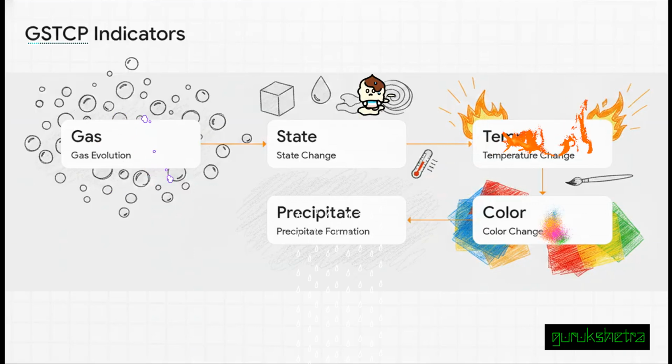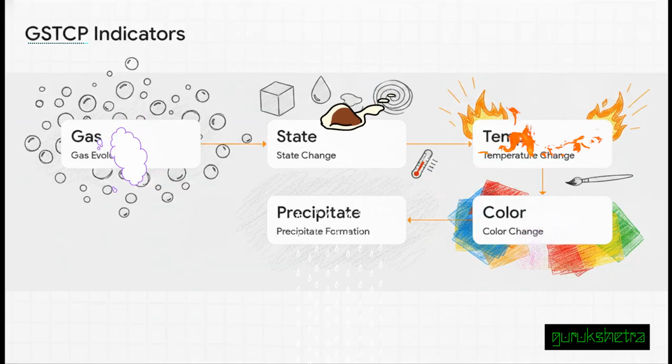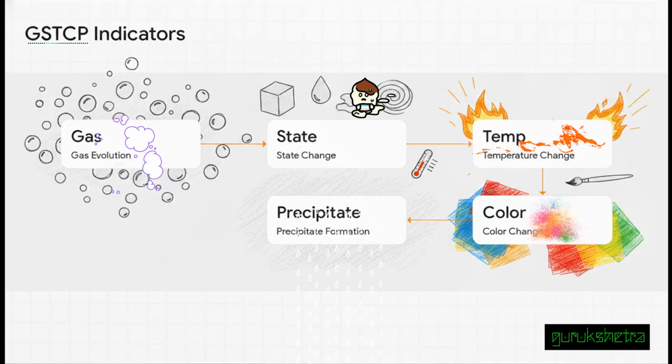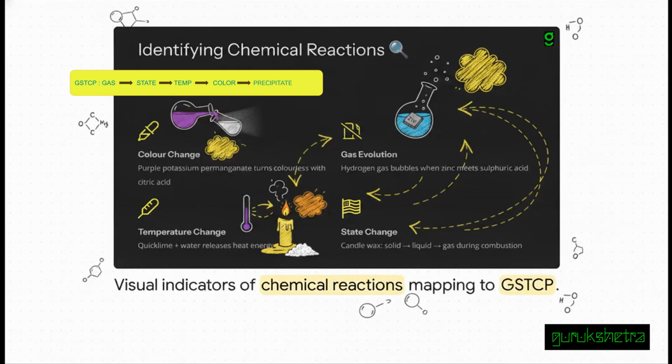If you observe one or more of these signs, you can confidently say, yep, a chemical transformation just happened. Let's map some real visual examples of the GSTCP acronym. For color change, imagine brilliant purple potassium permanganate turning totally colorless the second you add citric acid. Or for gas evolution, picture hydrogen gas bubbling up vigorously when zinc meets sulfuric acid.